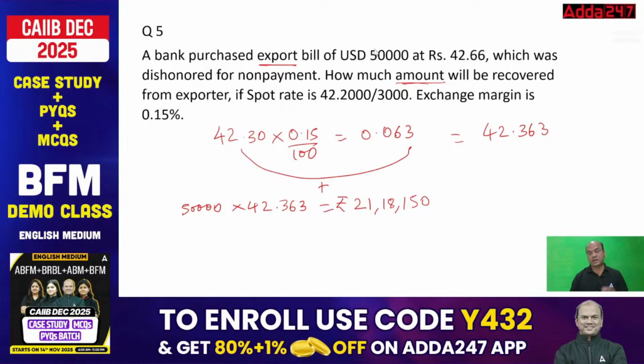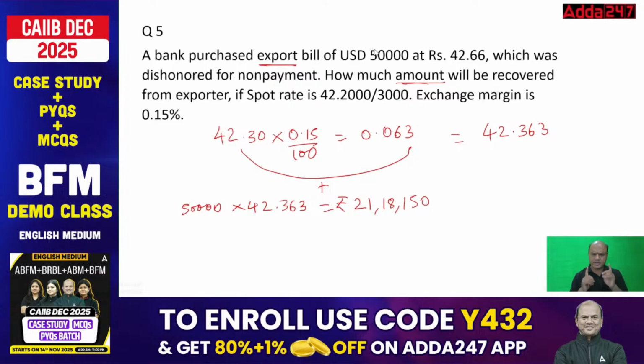Ghotala, twist, kahani mein twist. Okay, this is called kahani mein twist. So now what will we do? We'll be using not the buy rate, we'll be using the sell rate because now we are doing the reverse transaction. So 42.30 I'll be using now, sell. Okay, so 42.30. Now what about the forward margin?